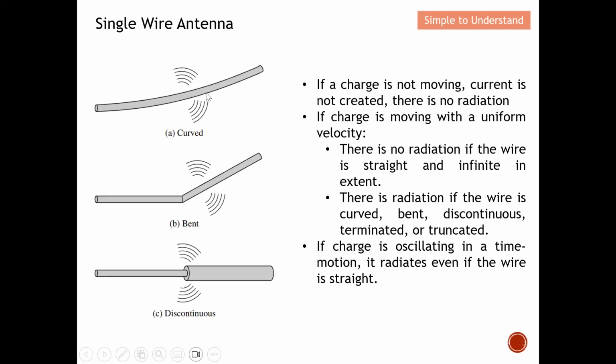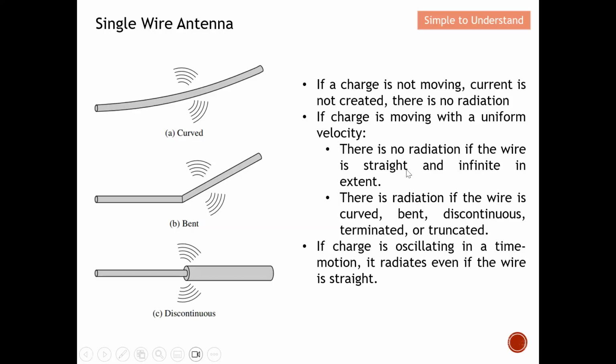Next, let's quickly understand how the EM wave is released under some situations. If a charge is not moving, which means there are no changes of charge, the current is not created, and there's no radiation. So for a start, we must have a charge. If the charge is not moving, we don't have current, and hence we don't have any radiation. Next, if a charge is moving with a uniform velocity, which means they maintain a constant speed, there is no radiation.